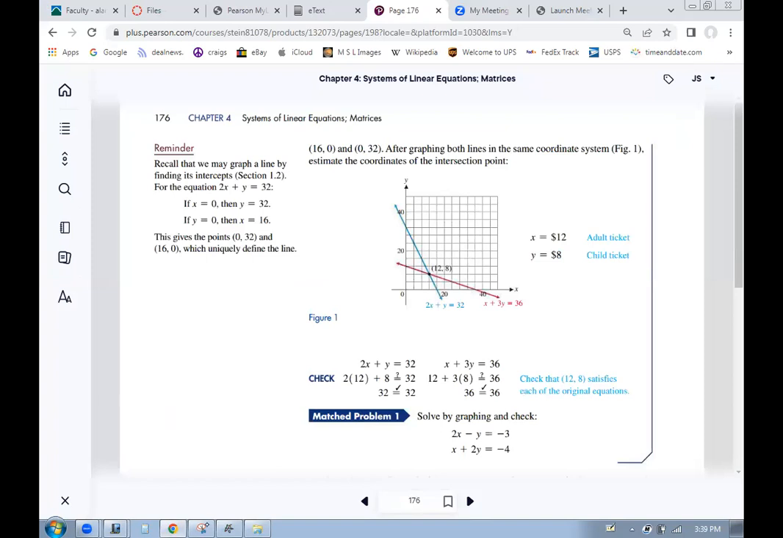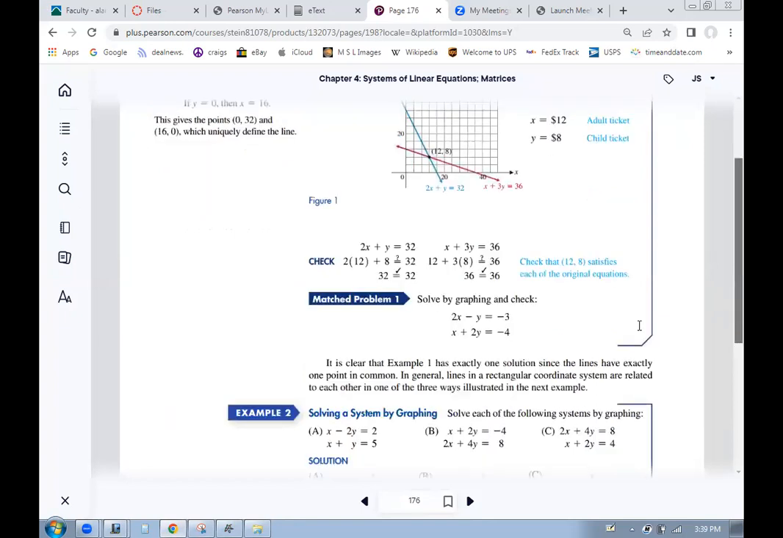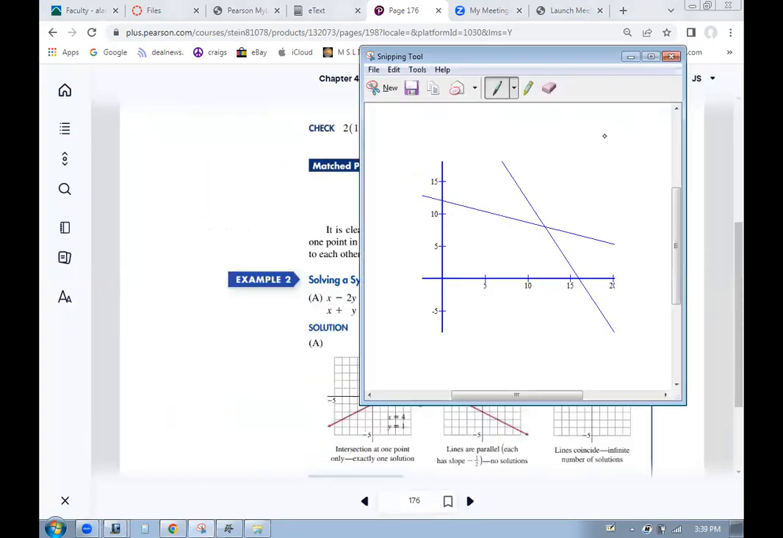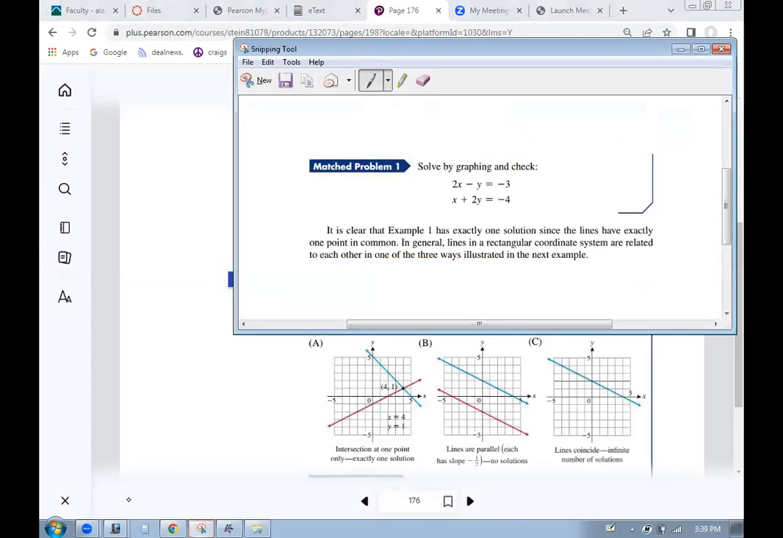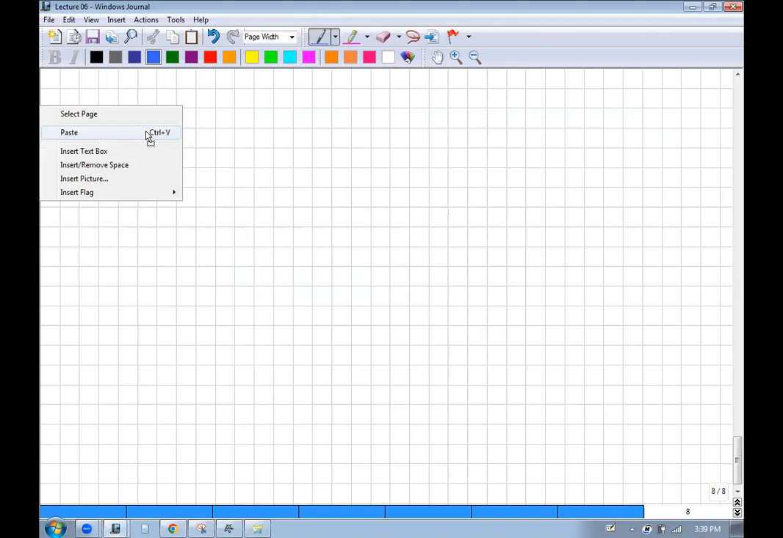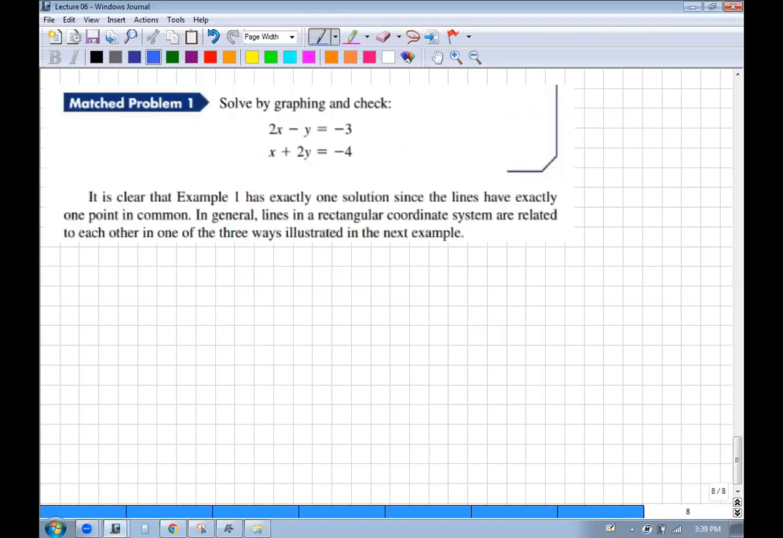Oh, here's a nice picture. Okay, and they did the whole check and everything. Let's do a math problem. Solve by graphing and check. Okay, so we're going to do this one by substitution again.